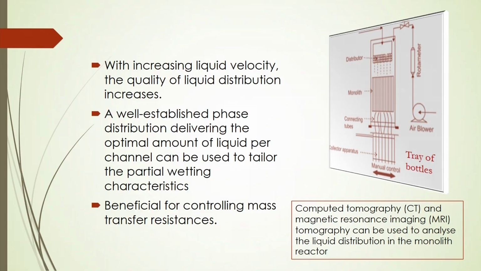And how will you estimate this flow distribution experimentally? You can use a computed tomography system and a magnetic resonance imaging system for the observation of the liquid distribution in the channel, and you can analyze it with a suitable model to predict the intensity of the distribution of the liquid inside the reactor.